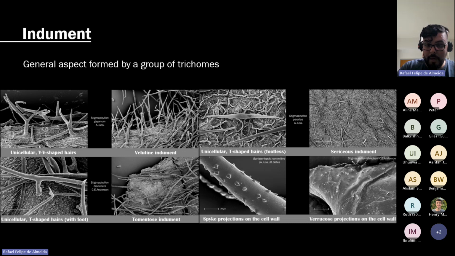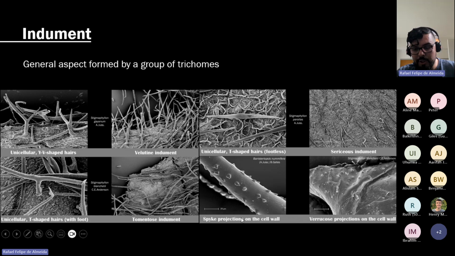These are the three basic types of indumentum that you can find in Malpighiaceae specimens, also from Africa. And you can make variations of that using different kinds of indumentum terminology that you can find in common morphological glossaries used within plant taxonomy, but those three are the basics.